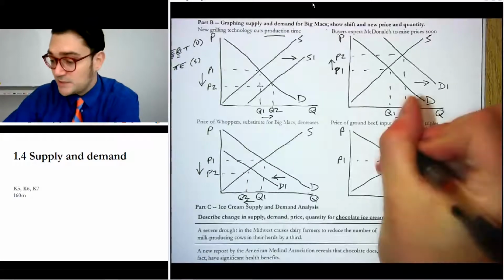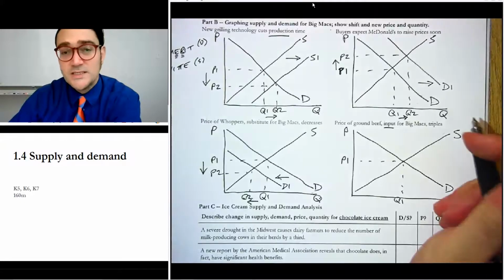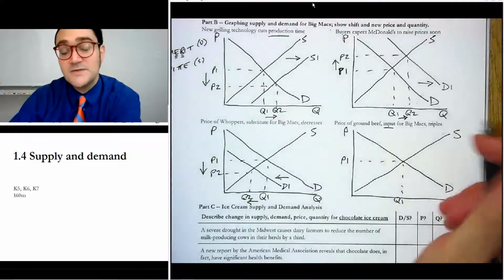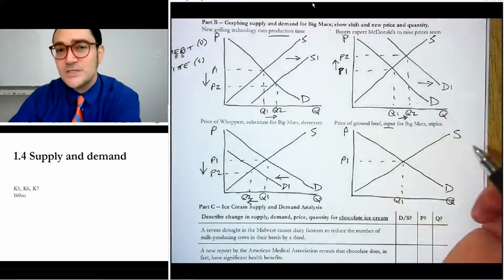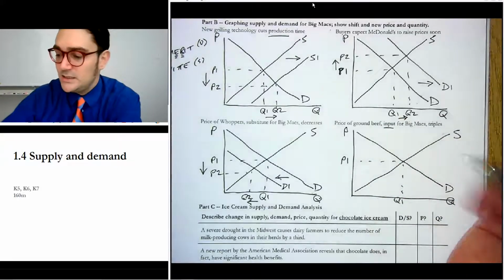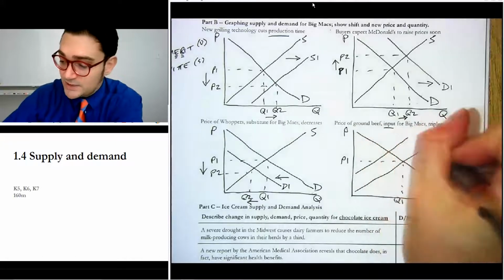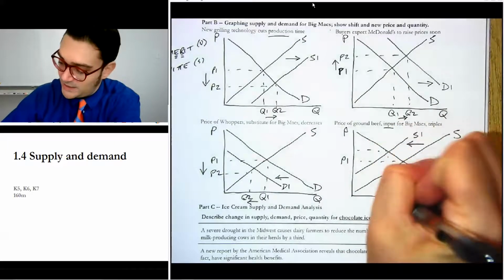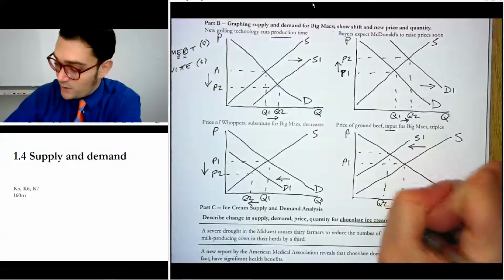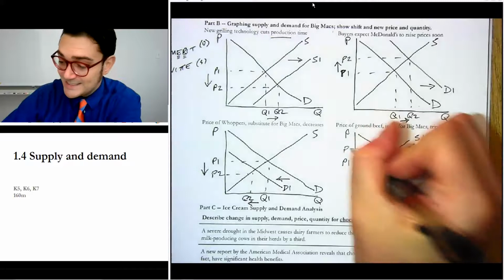Now inputs, right? Those are a key cost of production, an input cost. And if it's more expensive to make the Big Macs, then they can't produce as many Big Macs at any given price. So we'd say the supply is going to decrease. Shift to the left, and that means the quantity falls and the price rises.